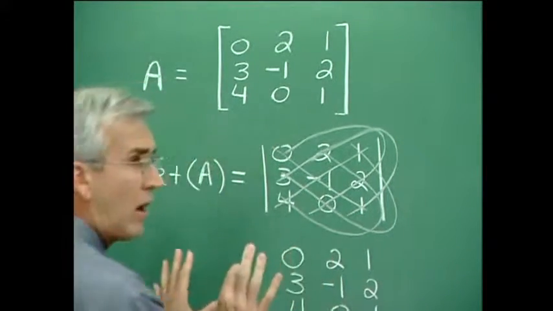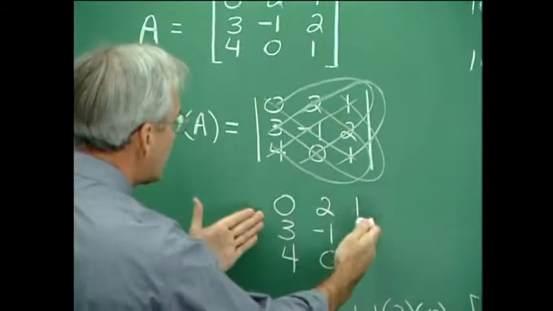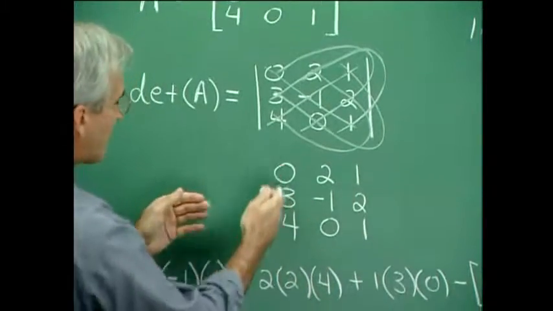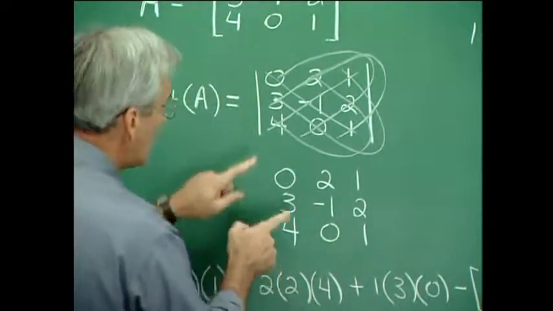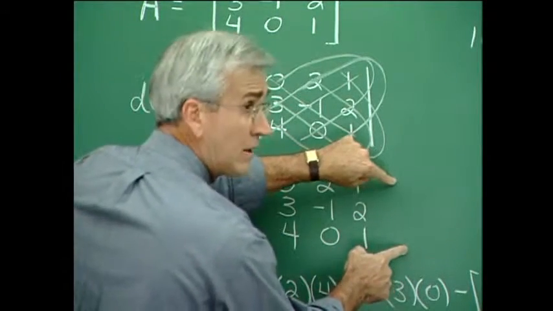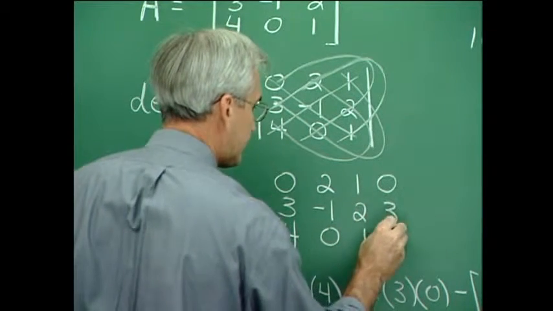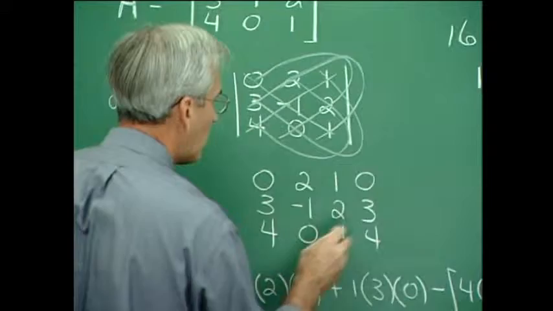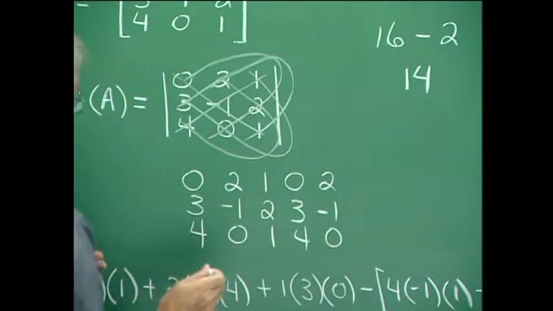All of these products can become much more clear by taking the entries within the matrix and just repeating the first 2 columns. And then we're dealing with kind of straight line items like this. The 0, 3, 4 and the 2, negative 1, 0. I'm just going to repeat those columns out here. So 0, 3, 4. And then 2, negative 1, 0. And now we proceed like this.